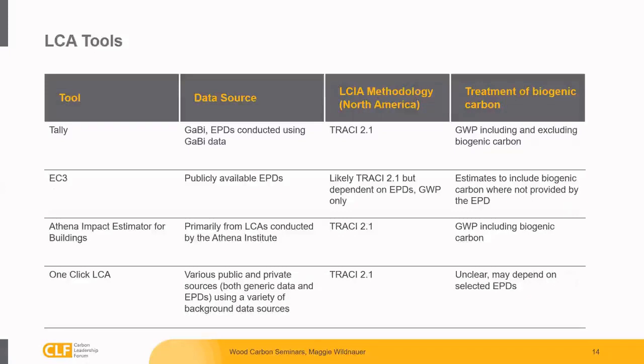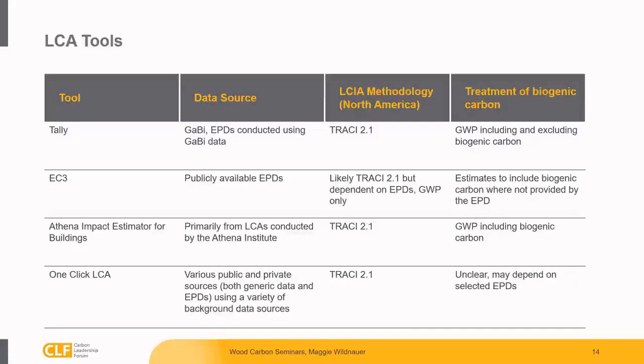So here's a table giving an overview of the tool, the data source, the LCA methodology, and how they treat biogenic carbon. Tally uses GaBi data and EPDs conducted using GaBi data to ensure that the background data is consistent, uses Tracy 2.1, and it includes and excludes biogenic carbon. So the user can choose.